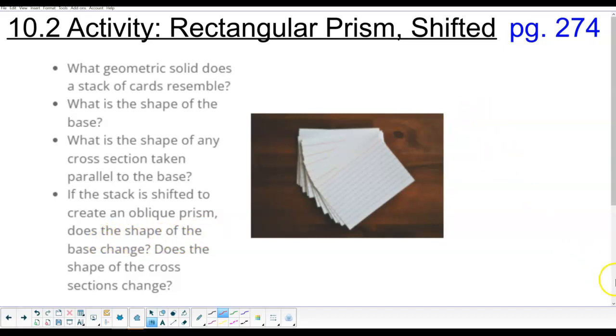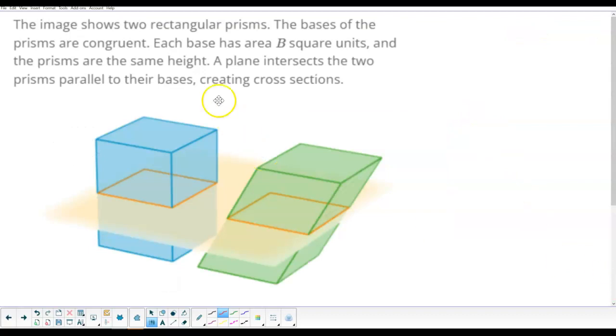We're going to explore all that with this next activity. So what you have on the top of page 274 is an image that shows two rectangular prisms. Think of them as like the stack of note cards. We have the stack of note cards in blue, and in green we've got the stack of note cards that was just slightly tilted over to create an oblique prism. The bases of the prisms are congruent. Each base has an area of b square units, and the prisms have the same height.